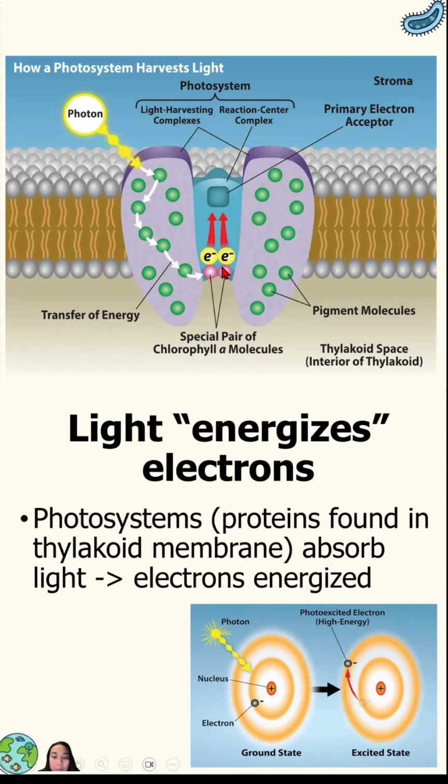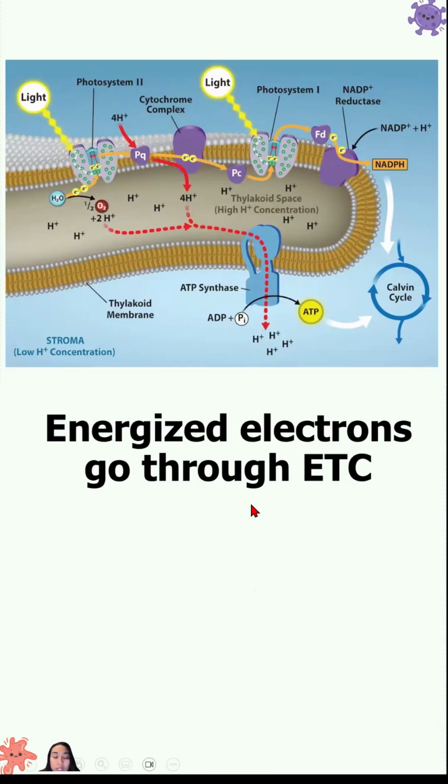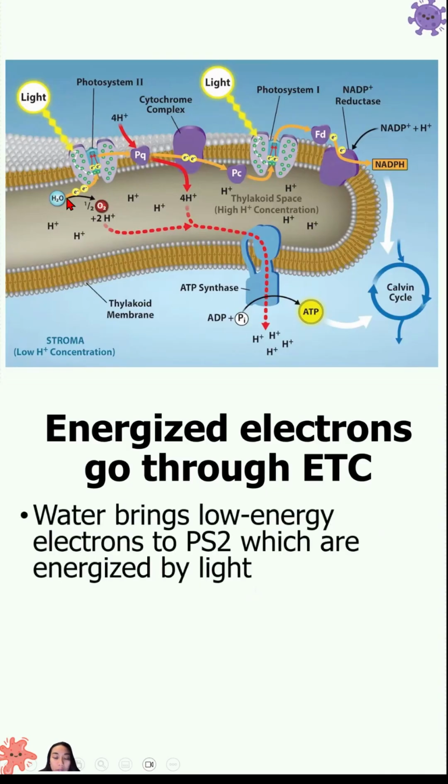And by the way, this is happening through a very special type of pigment called chlorophyll. Chlorophyll is really important in this whole process of energizing electrons and absorbing light energy. Okay, so these electrons are now energized, and guess what? They're going to go through a process very similar to the electron transport chain in cell respiration. We call it the electron transport chain for photosynthesis. These energized electrons go through the electron transport chain, and we're going to see how this all happens.